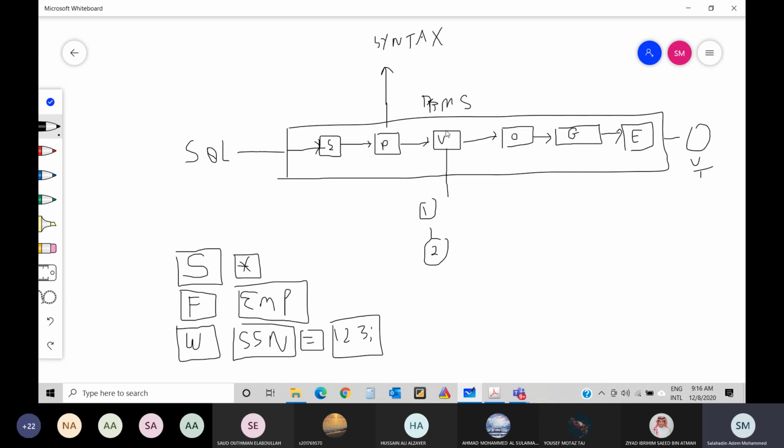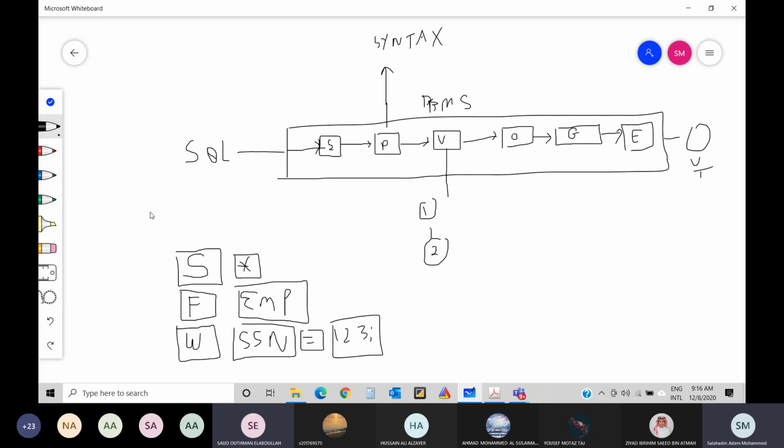So the validator will check two things. First of all, it will check whether the employee table is available, the SSN column is available, and then whether this person who's running this SQL statement is allowed to run it. If you are not allowed, it will come back and tell you, sorry, you are not allowed. You don't have the privilege to do that. So this is what the validator will do. Two things, okay? Any question here about the validator?